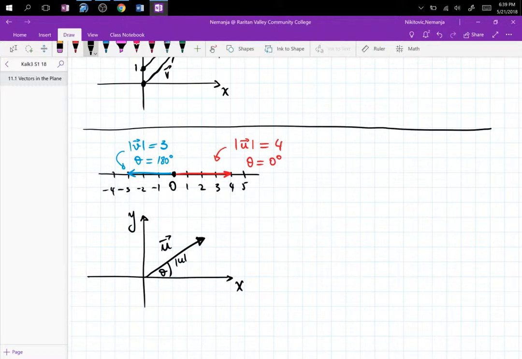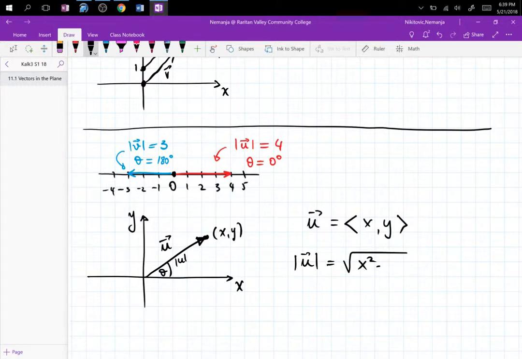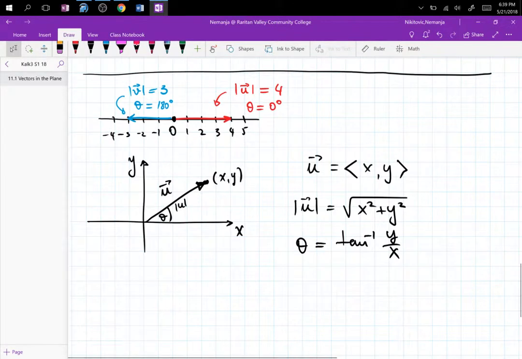Now, the notation, as I mentioned before: if this point over here is (x, y), note that I'm using parentheses because it's a point. I can also say that the vector u is ⟨x, y⟩ with the spiky brackets. The magnitude of u is going to be given with the Pythagorean theorem, and the direction with the inverse tangent of y over x. So as soon as I give you the values for x and y, you are able to do this.